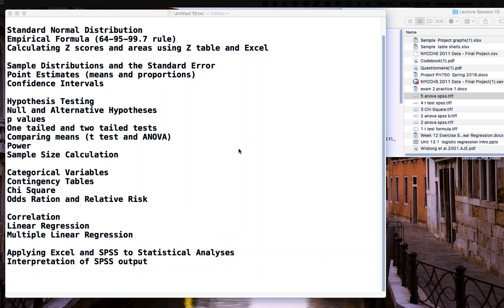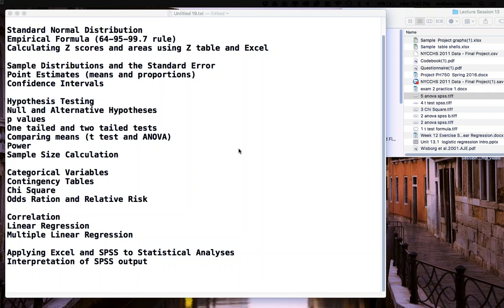So sample distributions are different than the standard normal distribution, the distribution of populations. We looked at standard deviation. When we worked with sample means, we looked at standard error, the standard deviation of the population divided by the square root of the sample size. Okay, so now once we got into that, we started to use that information to test certain hypotheses.